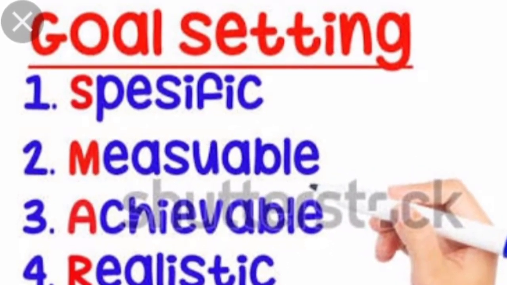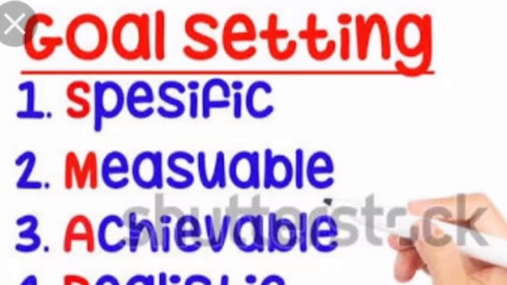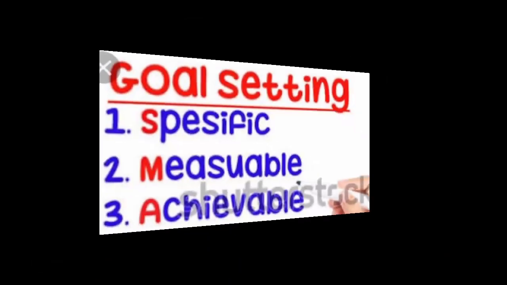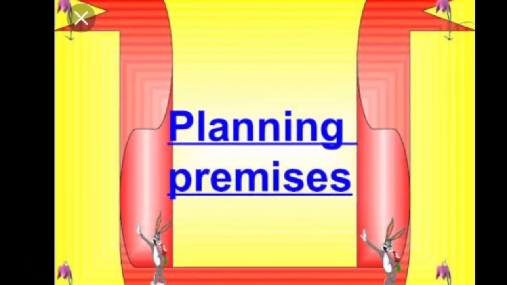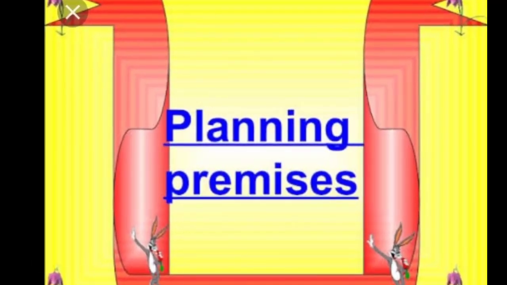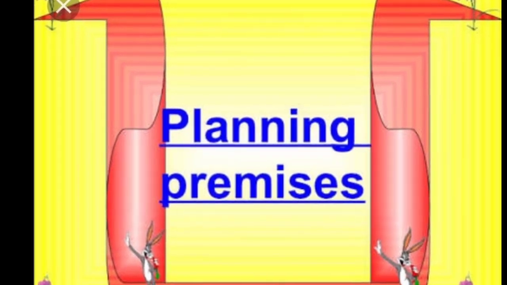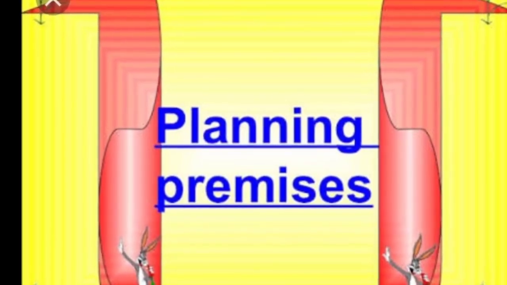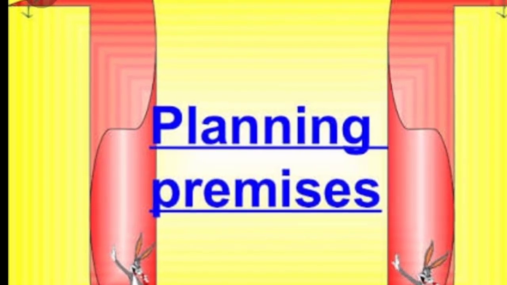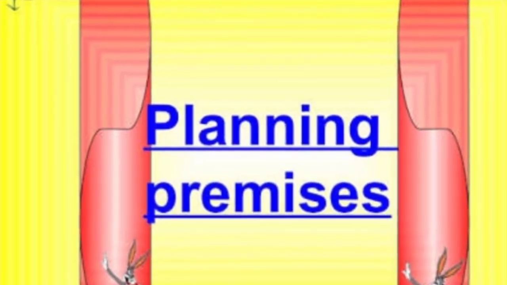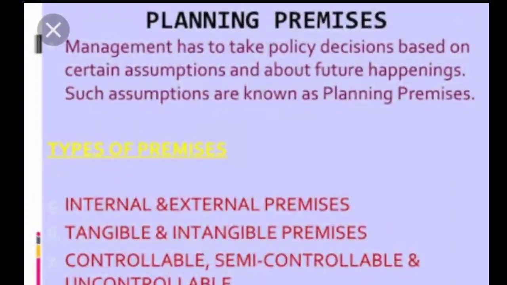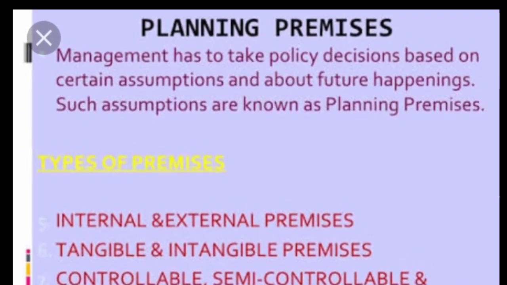The second important step in the planning process is developing planning premises. Planning premises are the assumptions about the future, the assumptions of the businessman about the future. That means the business manager can have their own assumptions for achieving the set objectives.